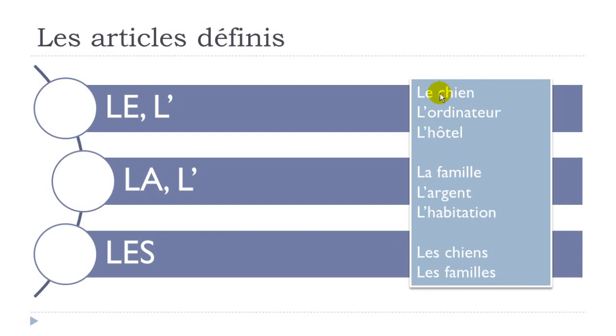Remember, chien, singular form, chien, same pronunciation, but you put this S, okay? Final S, not pronounced. Famille, singular form, famille, plural form, same pronunciation, S, not pronounced. Okay?